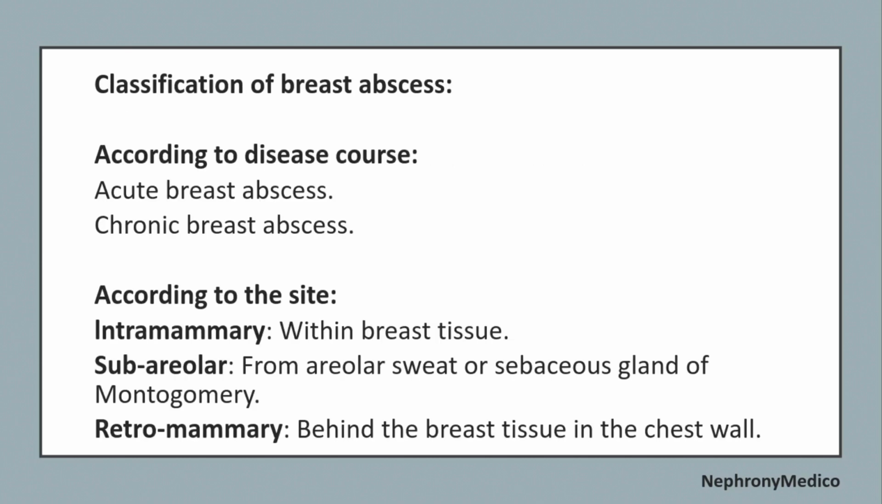Now, classification of breast abscess. According to the disease course, it may be acute breast abscess or chronic breast abscess. According to the site, it may be intramammary, within breast tissue; subareolar, from areolar sweat or sebaceous glands of Montgomery; and retromammary, from behind the breast tissue in the chest wall.